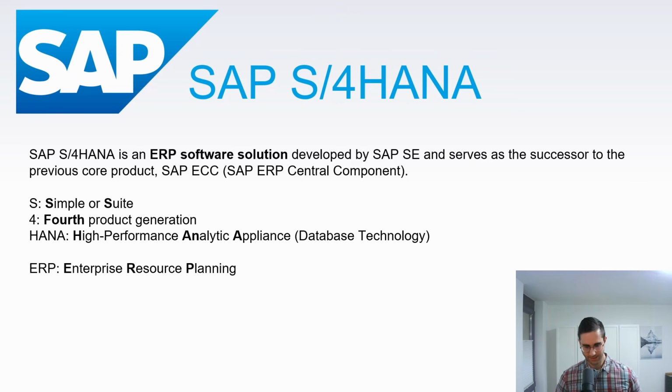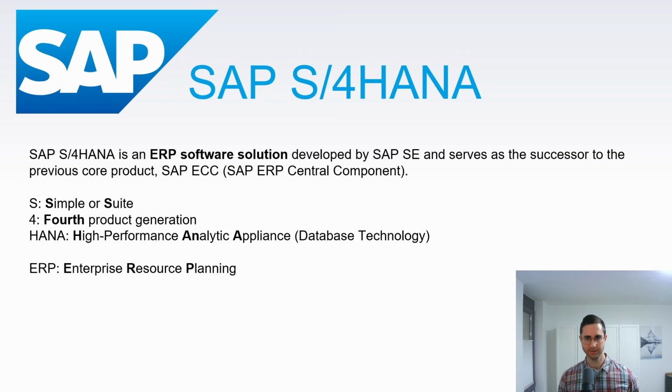So let's dig into the term SAP S/4HANA. The letter S stands for simple or suite. The 4 represents the 4th product generation. So we had SAP R1, SAP R2, SAP R3, then an extended version of SAP R3, the SAP ECC, and now we have the 4th generation, SAP S/4HANA.